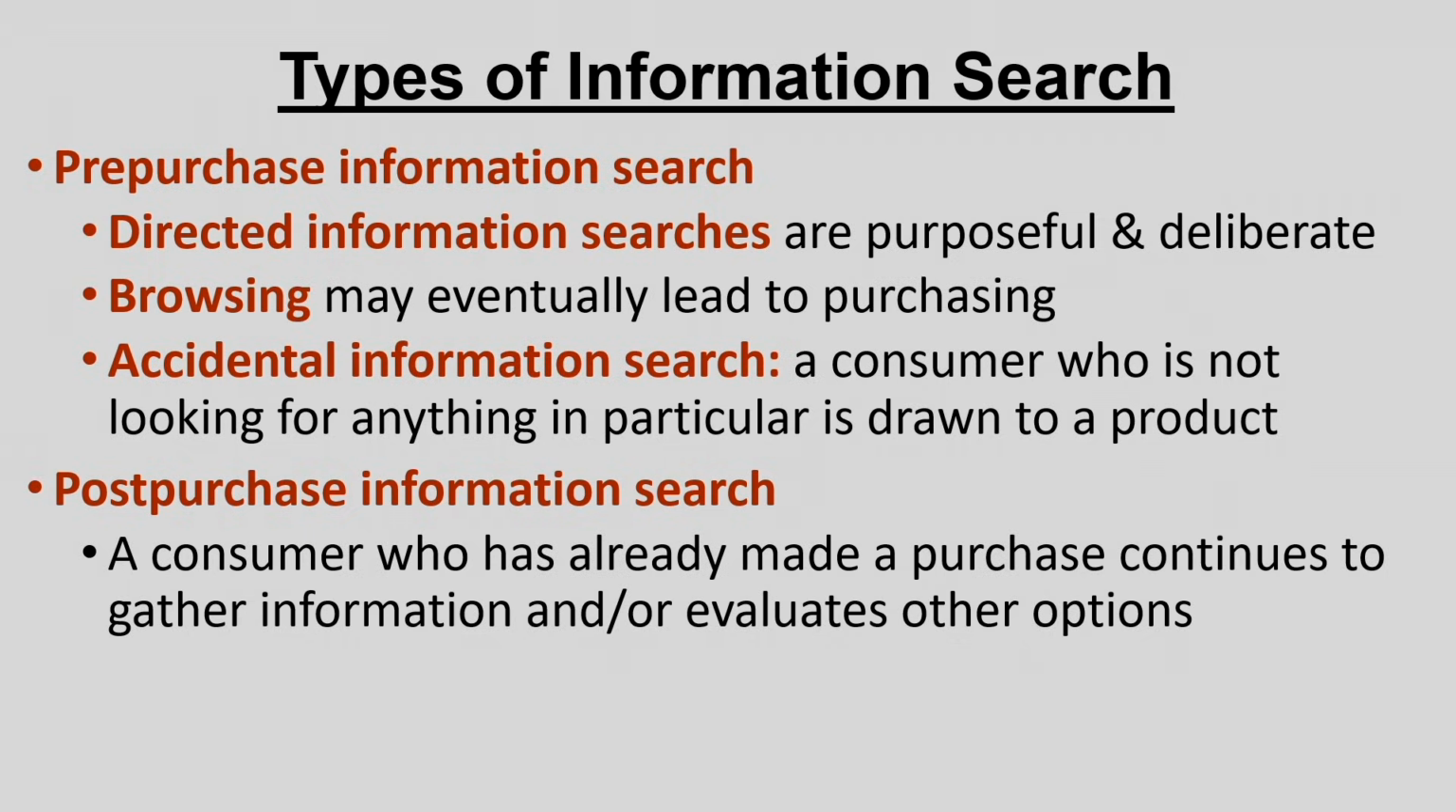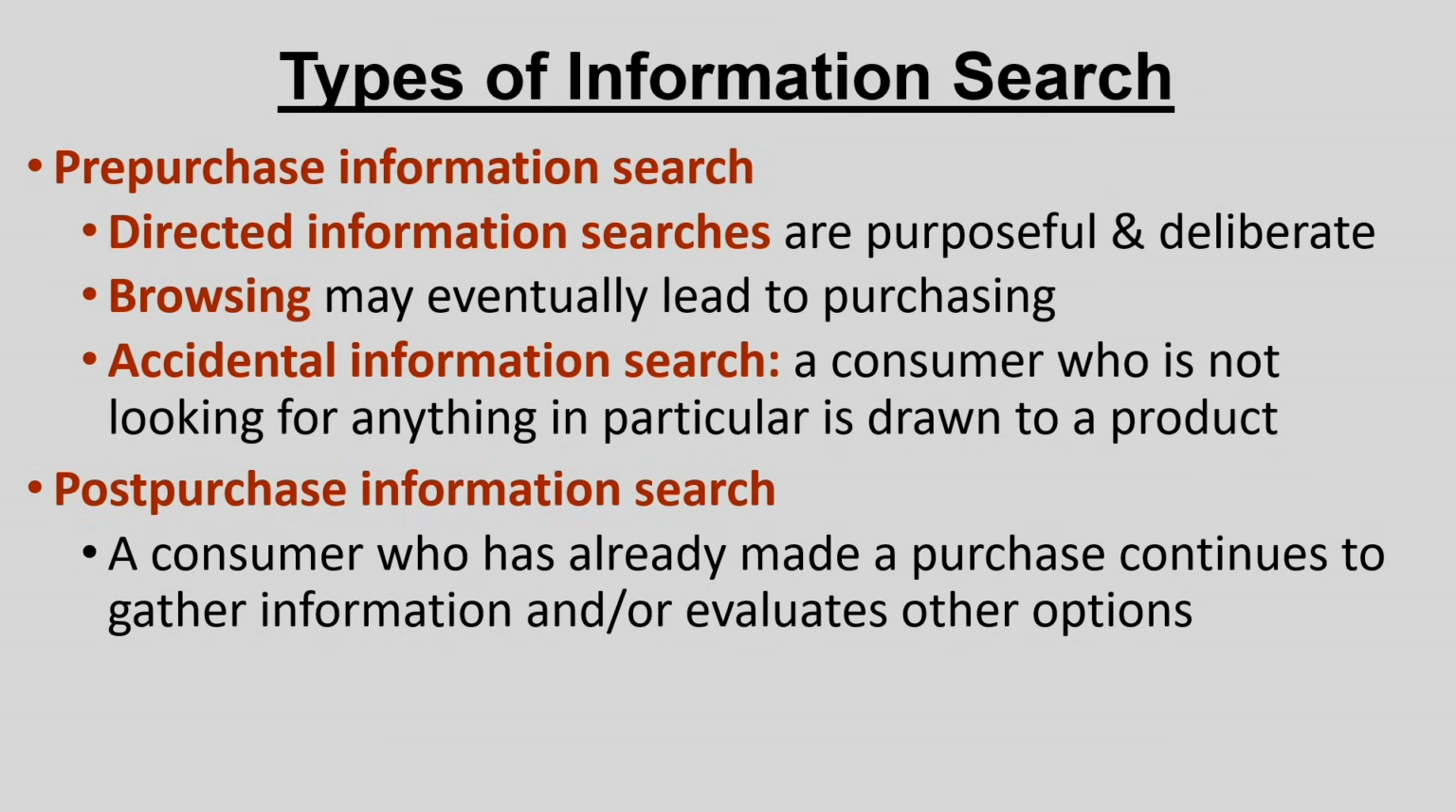So there are 3 kinds of information search in the pre-purchase information category: the directed information, the browsing, and the accidental information search. Now there is another kind of search which is called the post-purchase information search. Once somebody has bought a particular product and is either satisfied or dissatisfied with it, he can still go on looking at the product or finding more information about the product that he already has.